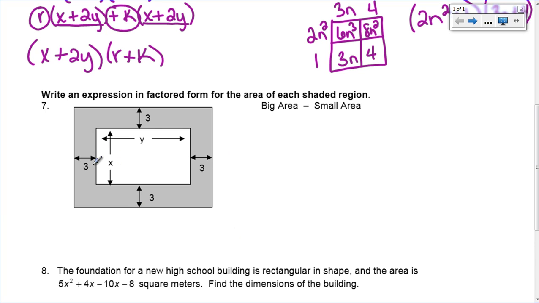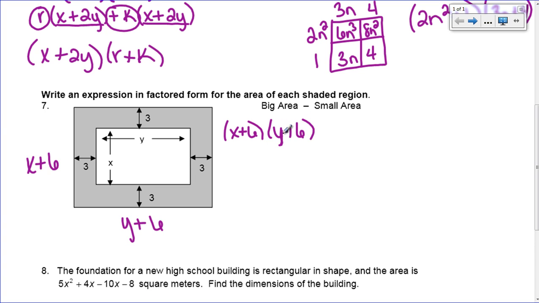And here's how I got 6. I added 3 to the left and 3 to the right, which means I added 6 total all the way across. So my length here is y plus 6 because I added 6 to this y. And my width here is x plus 6 because I added 3 on the bottom and 3 on the top. So when I find the big area, or the whole thing, I have to multiply these together. So I have to do x plus 6 times y plus 6.